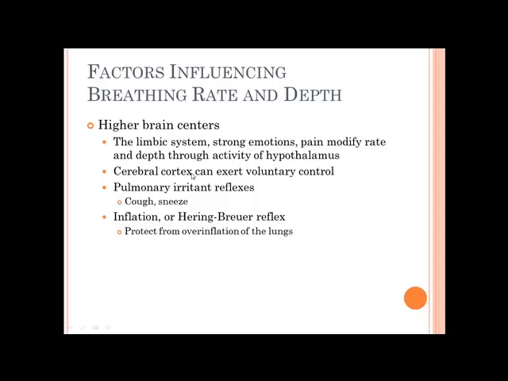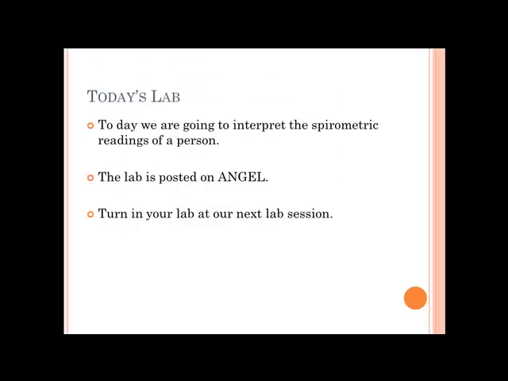Other one, cerebral cortex, voluntary control. Everybody in this classroom can hold their breath for a couple seconds if I ask them to, right? Okay. Other ones, you can get a pulmonary irritant. If you breathe something in, it can make you cough. Or if you breathe something into your nose and it's funky and gives you a funny feeling in your nose, it can make you sneeze, right? And the last one is the Hering-Breuer reflex. The gist of it is that it's there to protect your lungs from overinflating. That's it.